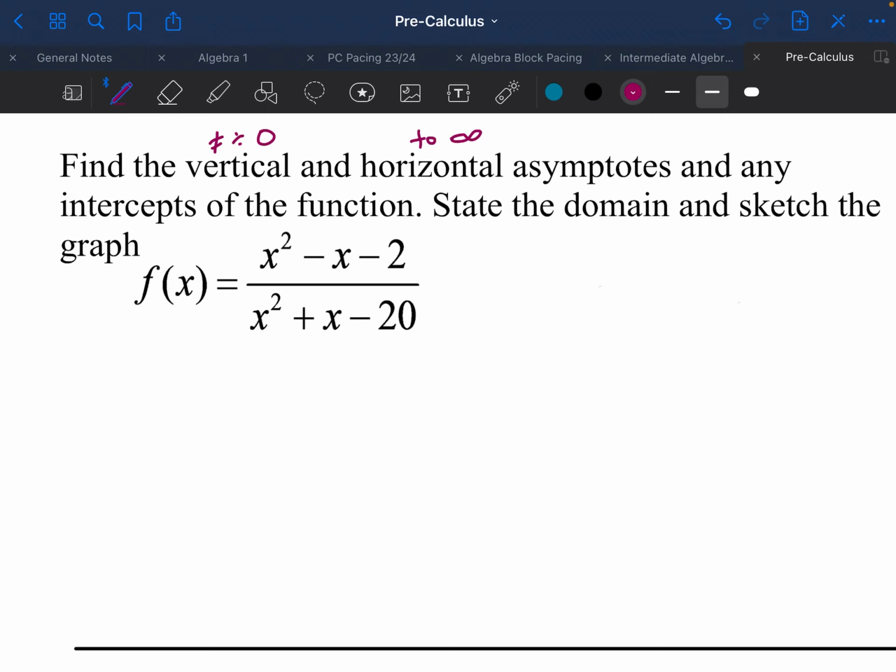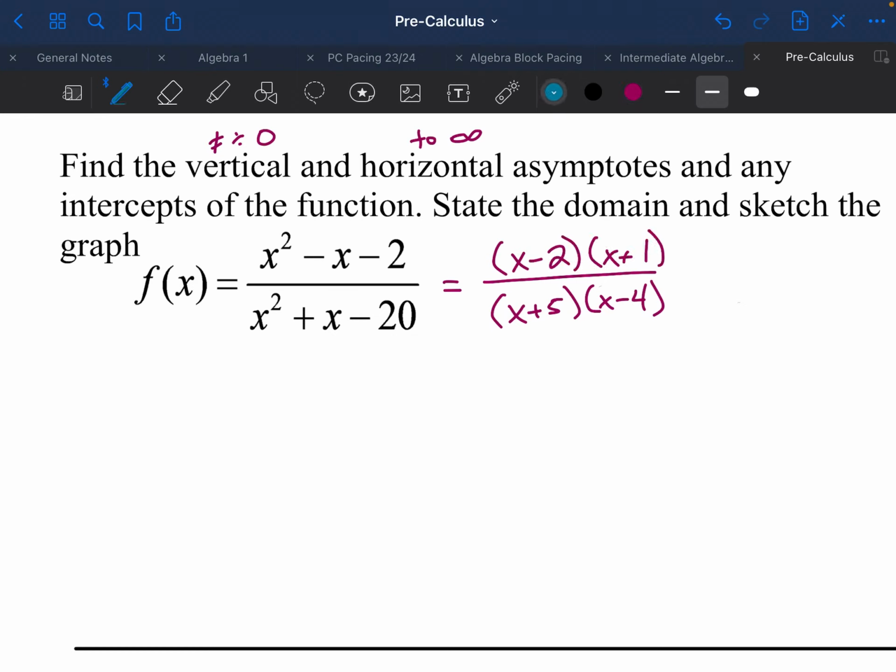To figure out where we're potentially dividing by 0, let's go ahead and factor the denominator. What multiplies to give us negative 20 and adds to give us 1? That would be 5 and negative 4. And let's go ahead and factor the numerator right away as well. We got x minus 2, x plus 1.